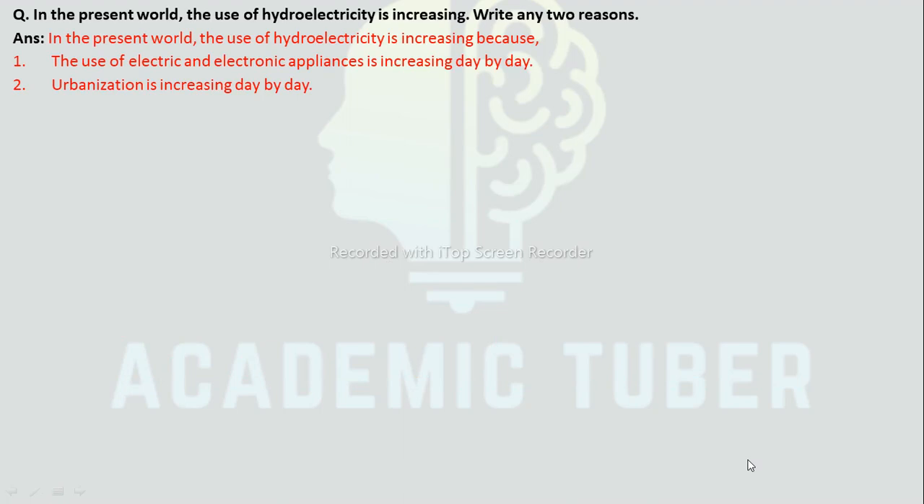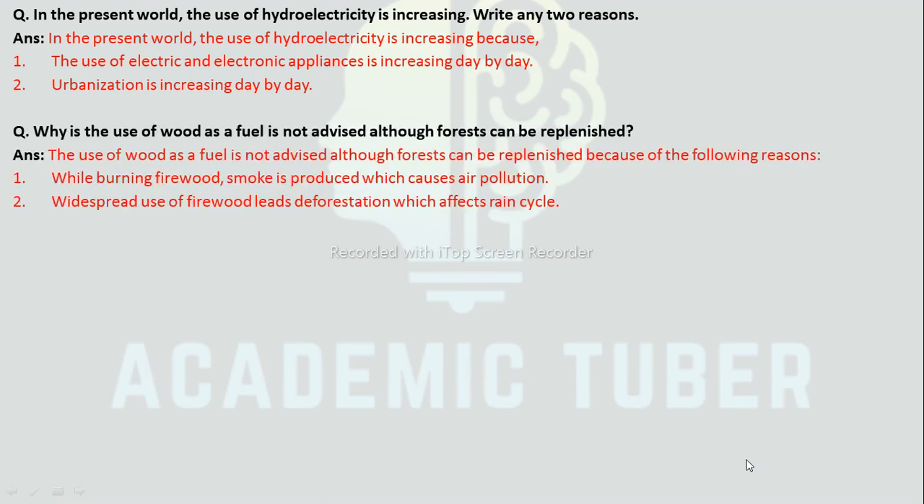Next question. In the present world, the use of hydroelectricity is increasing. The use of hydroelectricity is increasing because the use of electric and electronic appliances is increasing day by day and urbanization is increasing day by day.